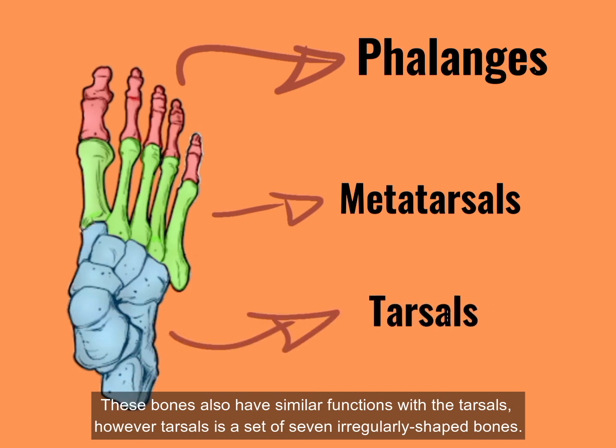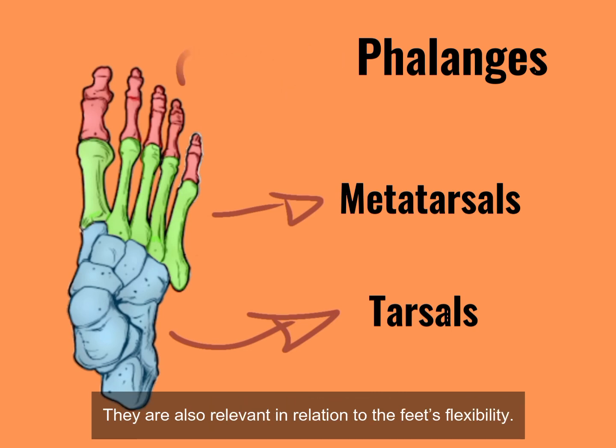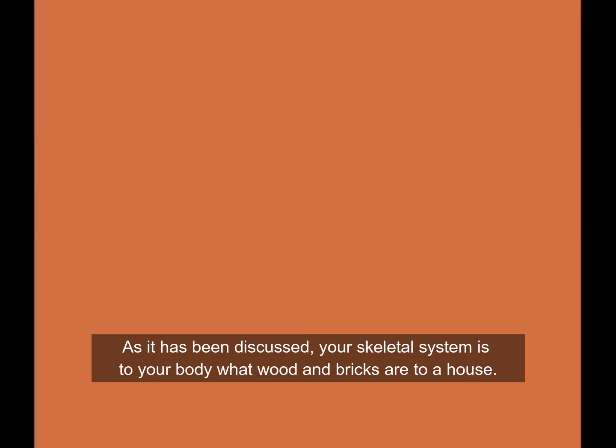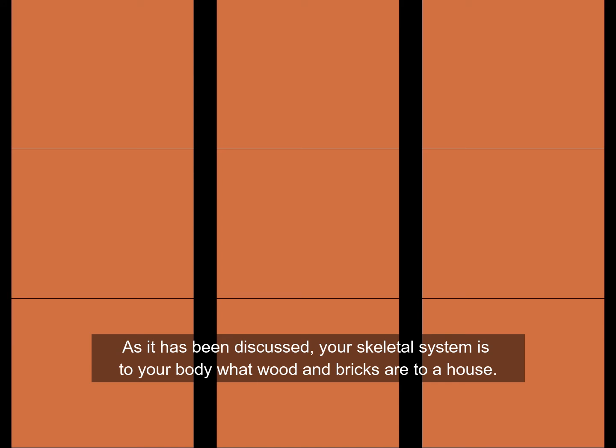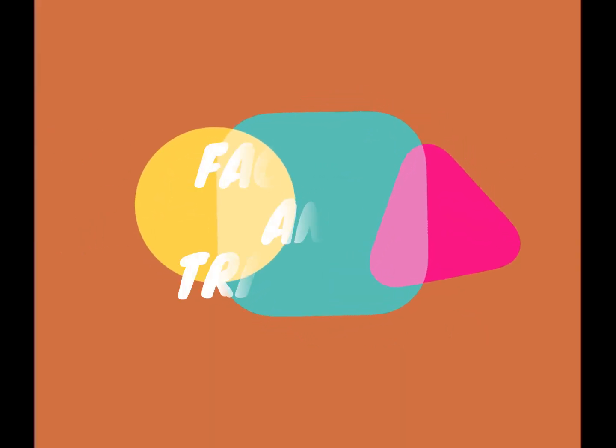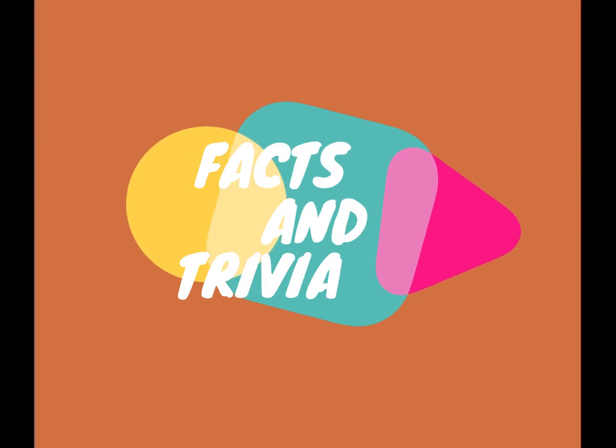However, tarsals is a set of 7 irregularly shaped bones. They are also relevant in relation to the feet's flexibility. As it has been discussed, your skeletal system is to your body what wood and bricks are to a house. With a strong foundation, the human body is designed to do a multitude of amazing tasks, from walking and running to giving childbirth. Here are some unique facts and trivia about the bones and the skeletal system as a whole.